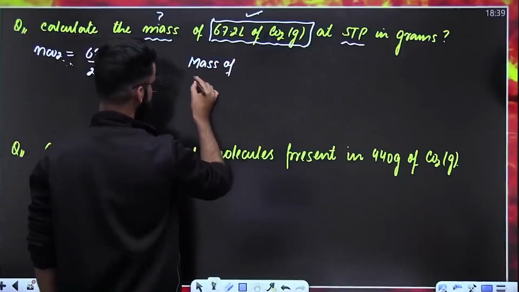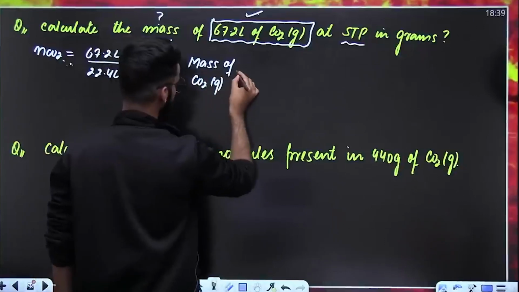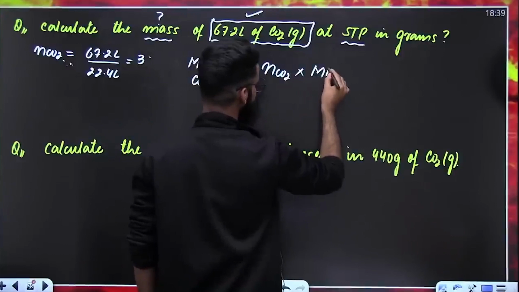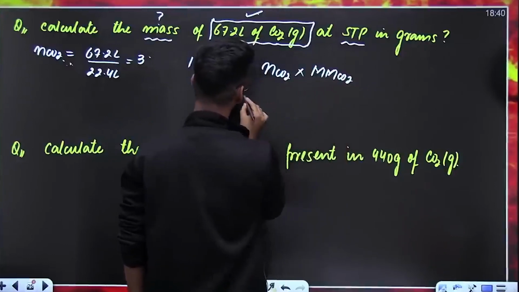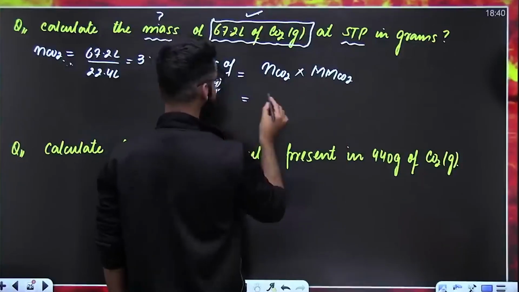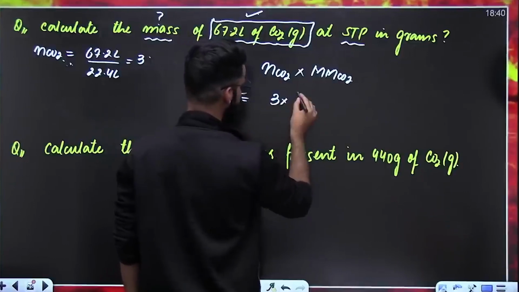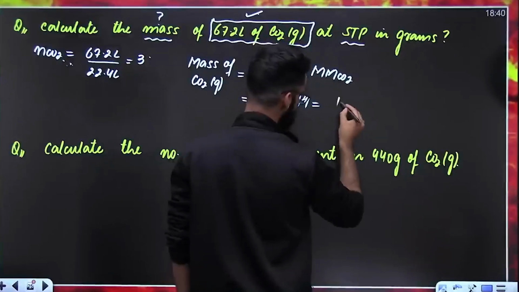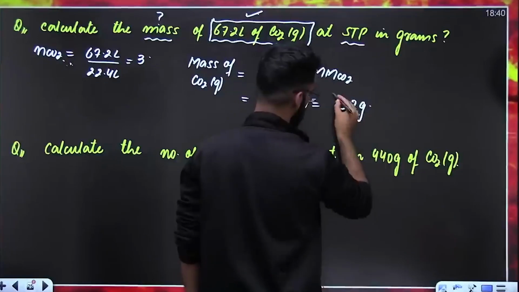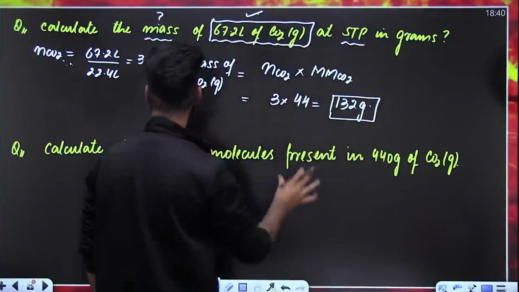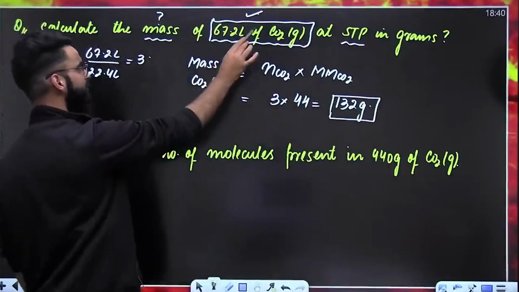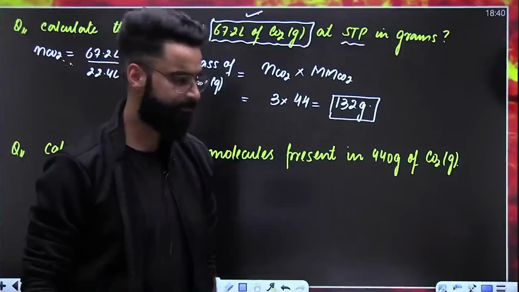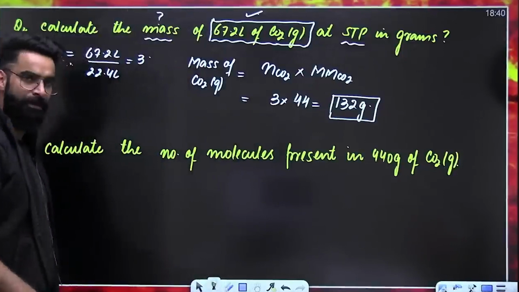So mass of carbon dioxide in grams will be equal to moles of carbon dioxide multiplied by molar mass of carbon dioxide. Now dear students, moles of carbon dioxide we have calculated as 3, and molar mass of carbon dioxide, all of you must be knowing, is 44 grams per mole. The value comes out to be 132. So 132 grams is basically the mass of 67.2 liters of carbon dioxide. That's simple.